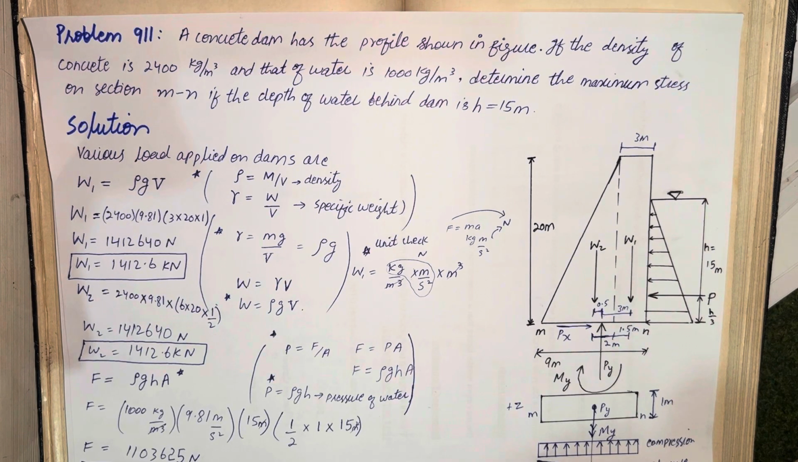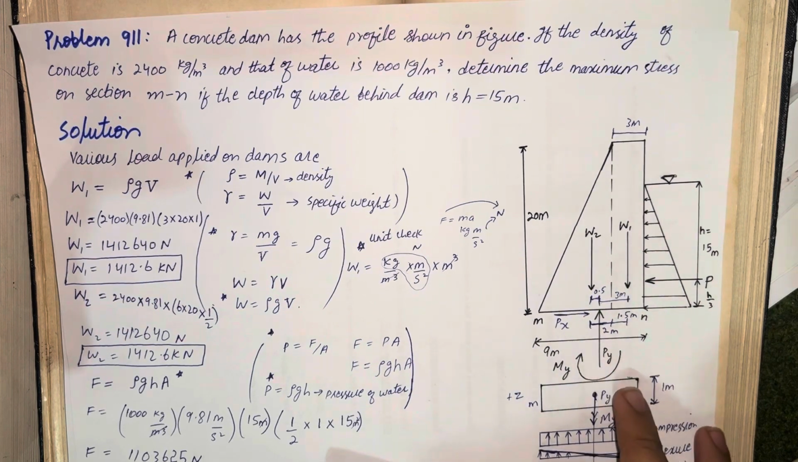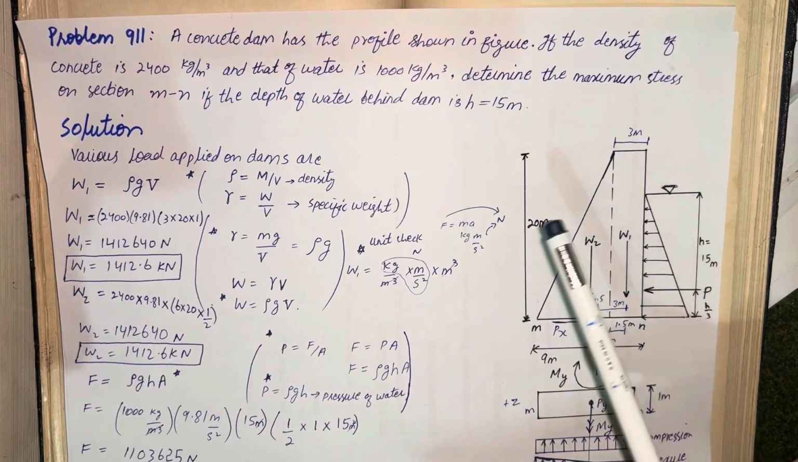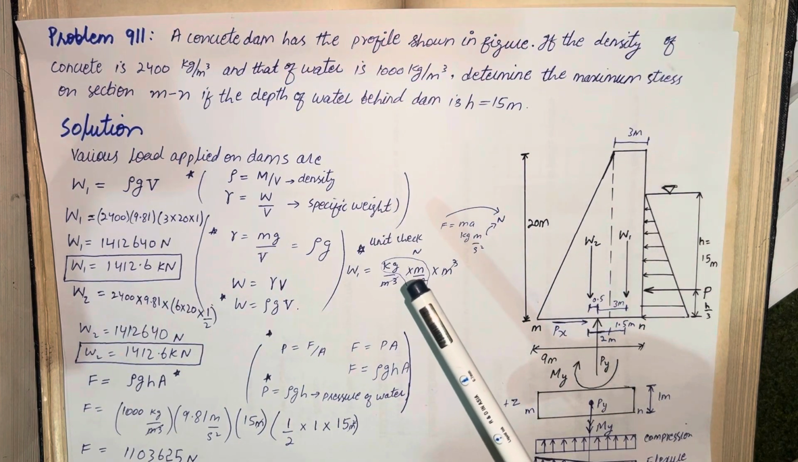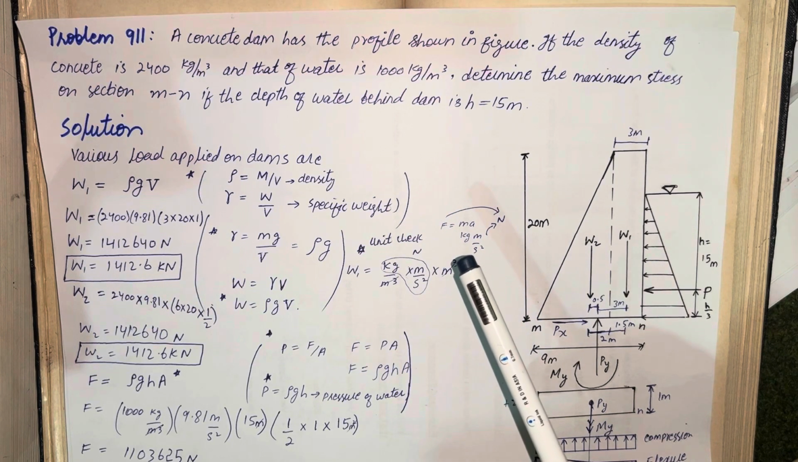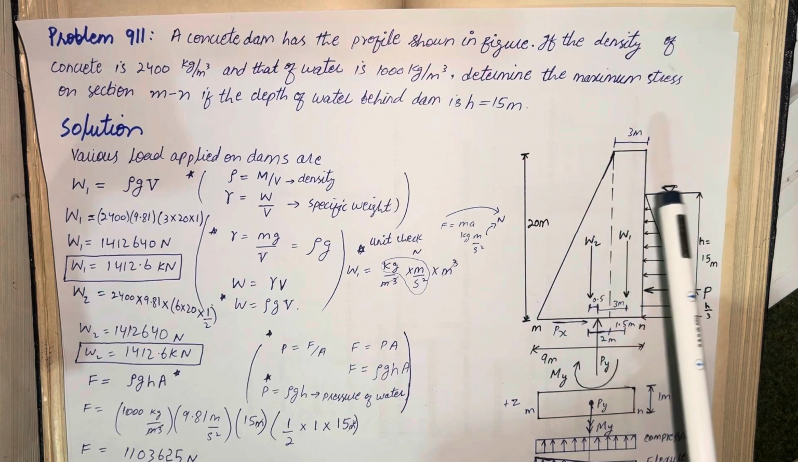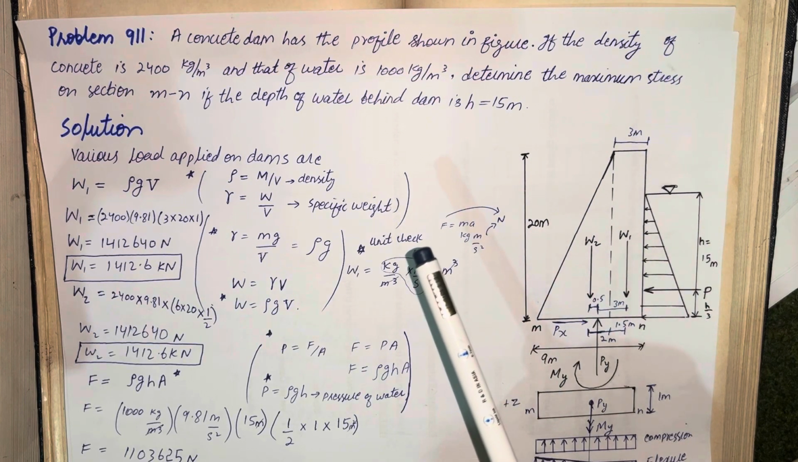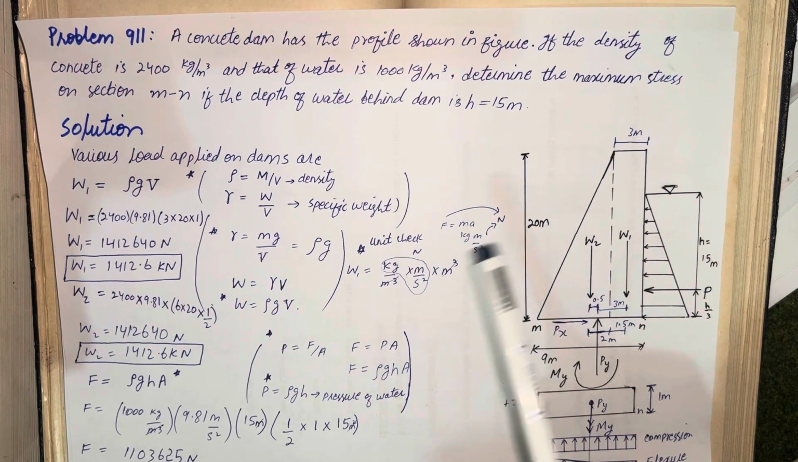So dear students, we will discuss another exercise problem from the topic of combined stress. The problem is 9.11 and the problem statement is: a concrete dam has the profile shown in the figure. So we have a cross-section profile of the dam. If the density of the concrete is 2400 kg per meter cube and that of water is 1000 kilogram per meter cube, determine the stress on section MN if the depth of the water behind the dam is 15 meter.